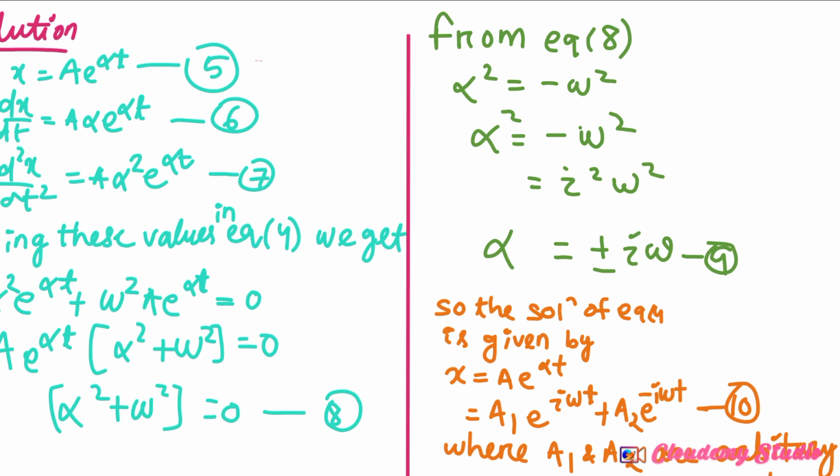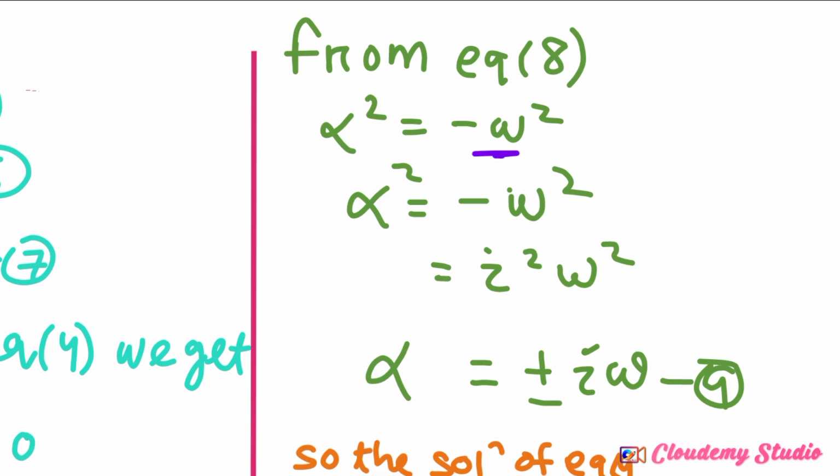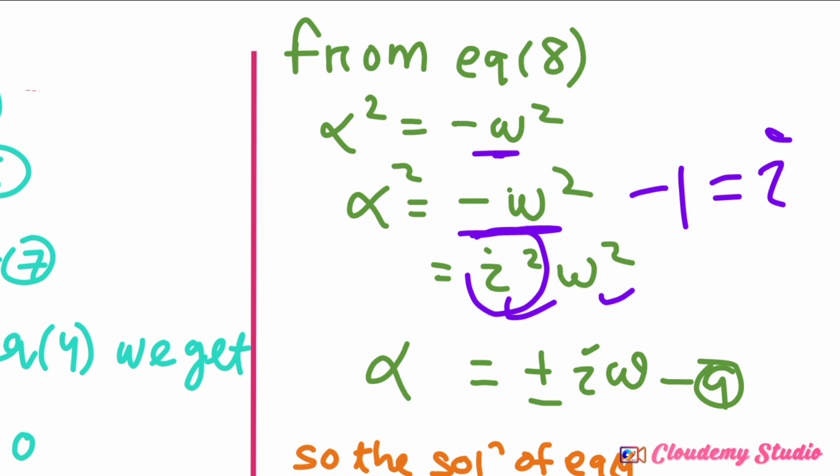No. Alpha square is equal to minus of omega square. Minus of omega square, meaning minus 1, is equal to i square, so i square omega square. Alpha is equal to plus or minus i omega. This is equation number 9.